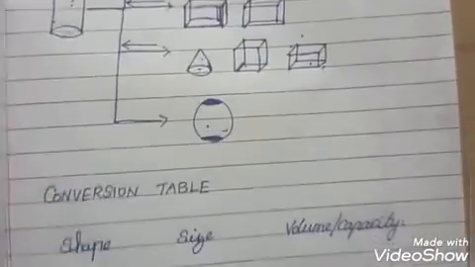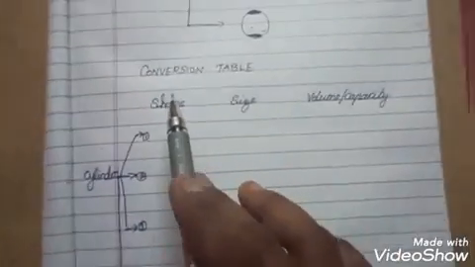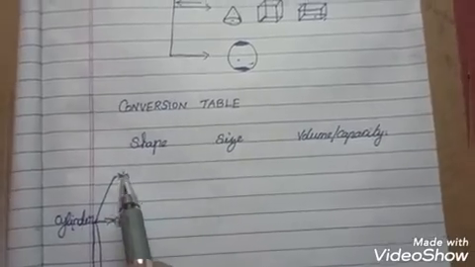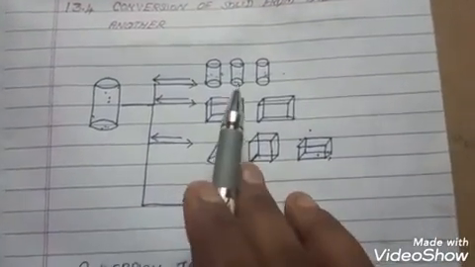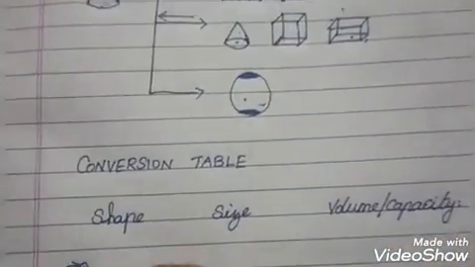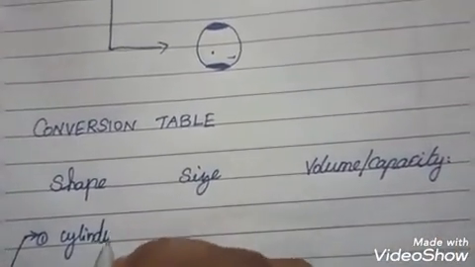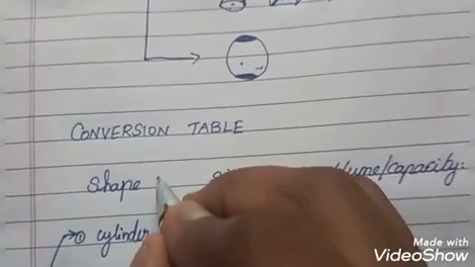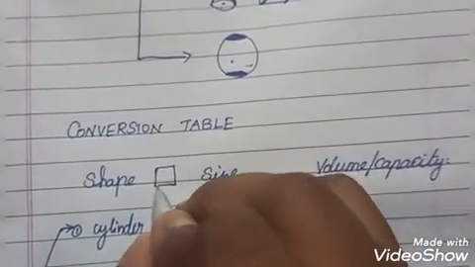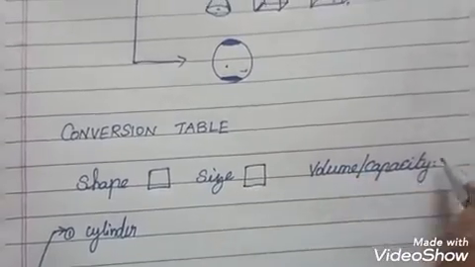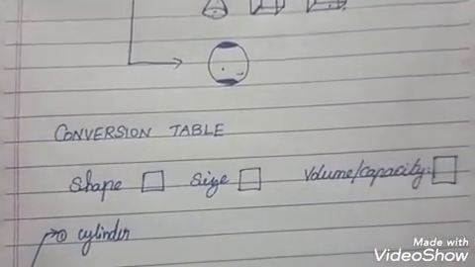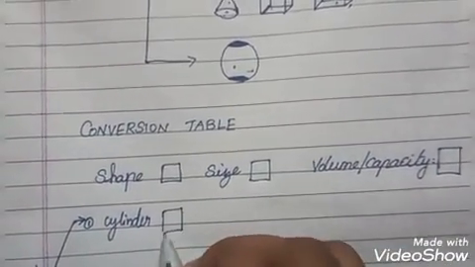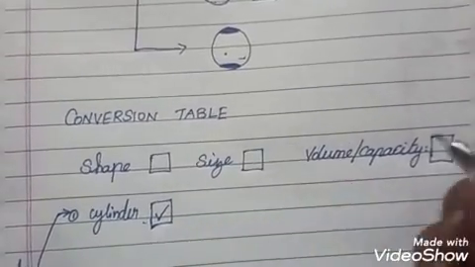Okay. So now by comparing this, I am making one conversion table. The first point: cylinder is converted to what shape? The cylinder is converted to a cylinder only. Okay, so here I need to put one box. If same, we need to tick it, or we need to cross mark. Here, are the shapes same or different? The shape is same because it is cylinder to cylinder only.